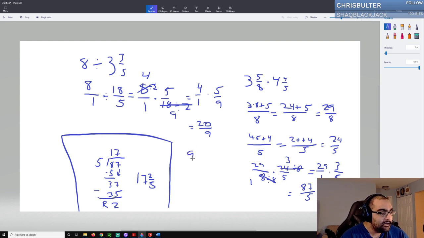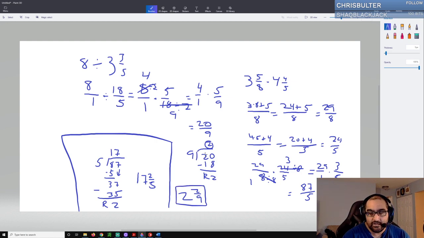Again, you could convert that here to, 9 goes into 20 two times, and we have a remainder of 2. So we're going to have 2, remainder 2, and what we divided by is 9. So 2 and 2/9 in this case is going to be our answer here as a mixed number. 17 and 2/5 for the last one there.